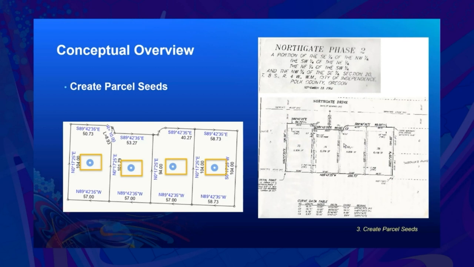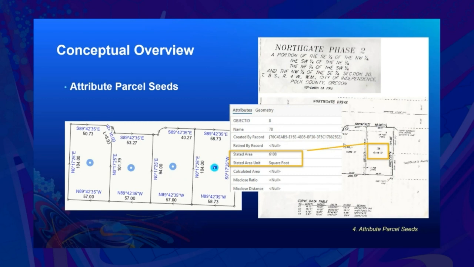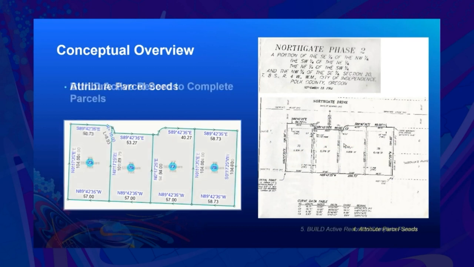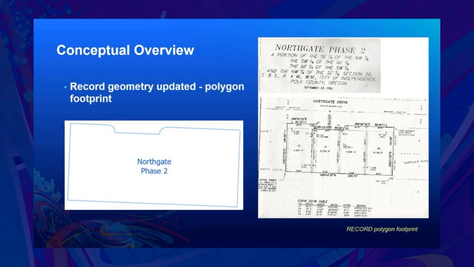Those seeds are also actually polygons. They're just circular polygons that are inside at the centroid of each of those closed loops. And then that allows us to go and select each of these seeds, and then we can attribute them with a name and the area, for example. And then we do that for all the remaining seeds. And finally, you build the active record to complete the parcels. So each seed feature geometry becomes the final parcel geometry. And also all of the information that you see created was created within this Northgate phase 2 parcel record. Under the hood, the geometry of the parcel record is stored and kept as a feature in the records feature class.